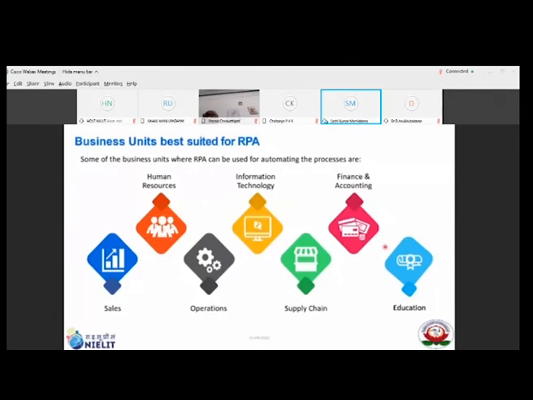And this is my addition to the course content, which is called education. So where do you think RPA can be used in education? I myself, I'm also a teacher just like all of us. I have used this RPA in the last 1.5 years.